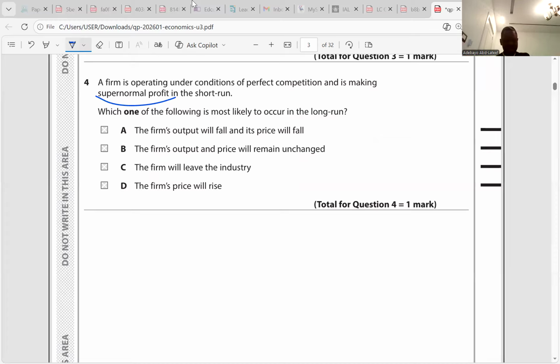Why is it D? Wait, go up. A firm is operating under conditions of perfect competition and is making supernormal profit. Okay, so there are two things here. It's a perfect competition and it's making supernormal profit. Because it's a perfect competition, it simply means there are no barriers to entry or exit. That makes it a perfect competition, number one. And it's making a supernormal profit. Making supernormal profit will attract new firms coming into that market.